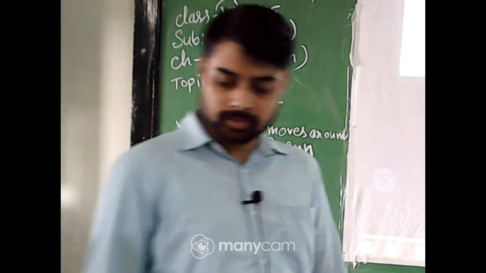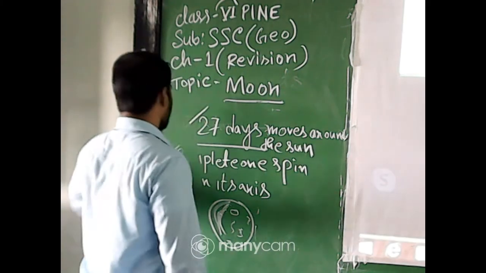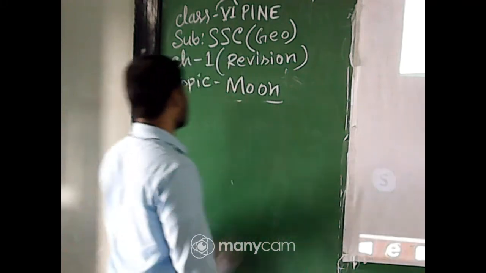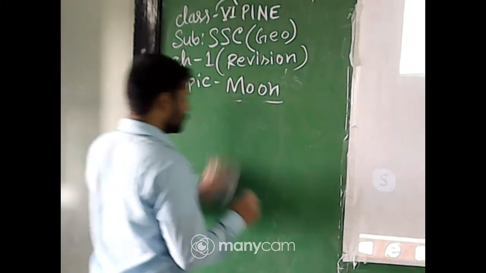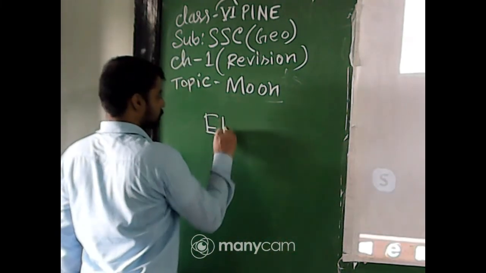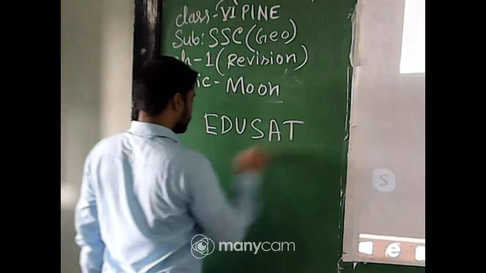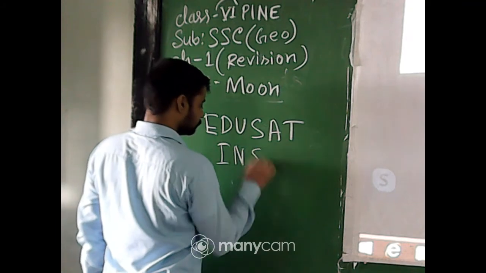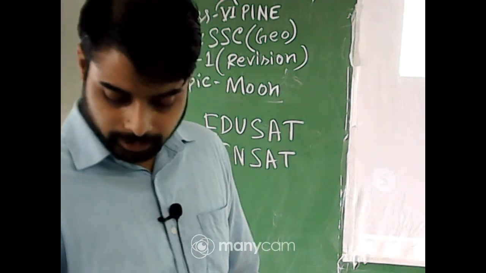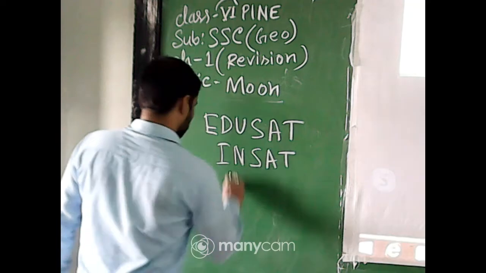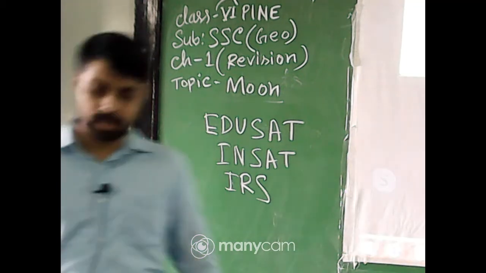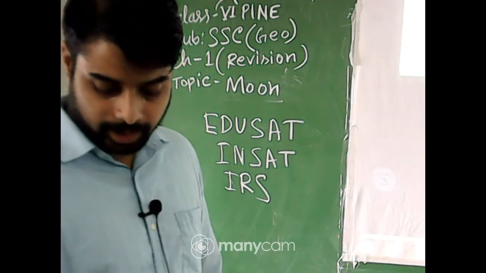Some of the Indian satellites are, so India also sent some human made satellites into space, and they move around the earth. The names of the satellites are EduSat, InSat, okay, as well as another one, that is IRS. Remember these names, these are human made satellites: EduSat, InSat and IRS.